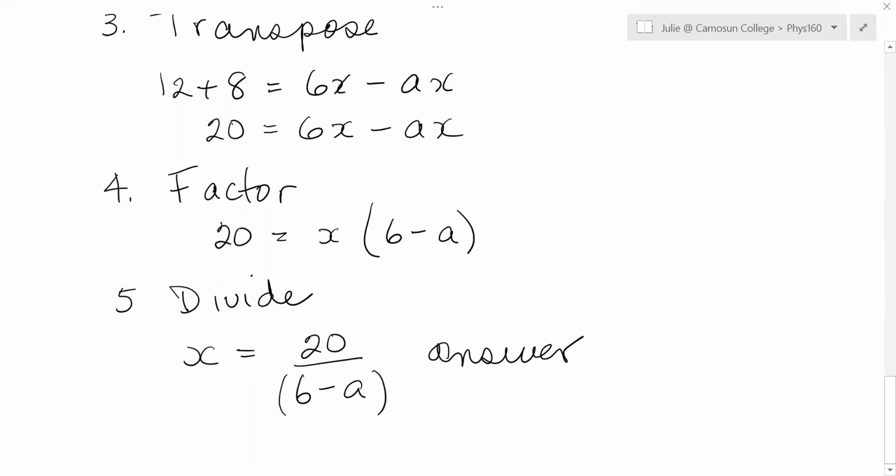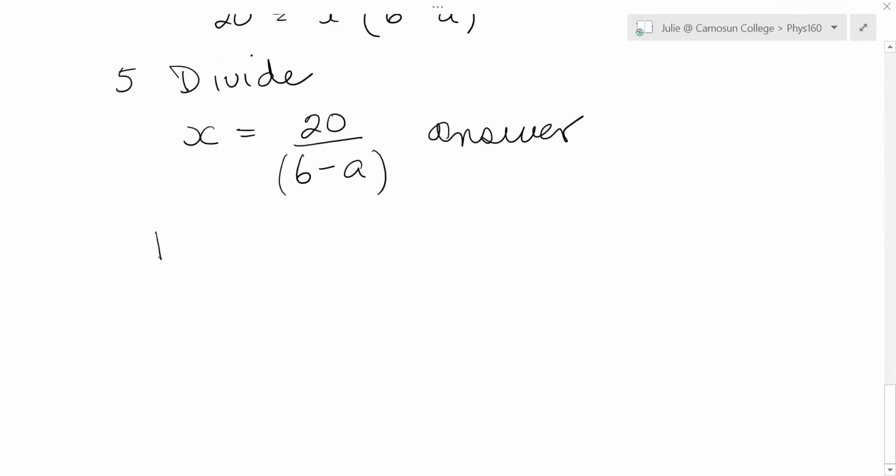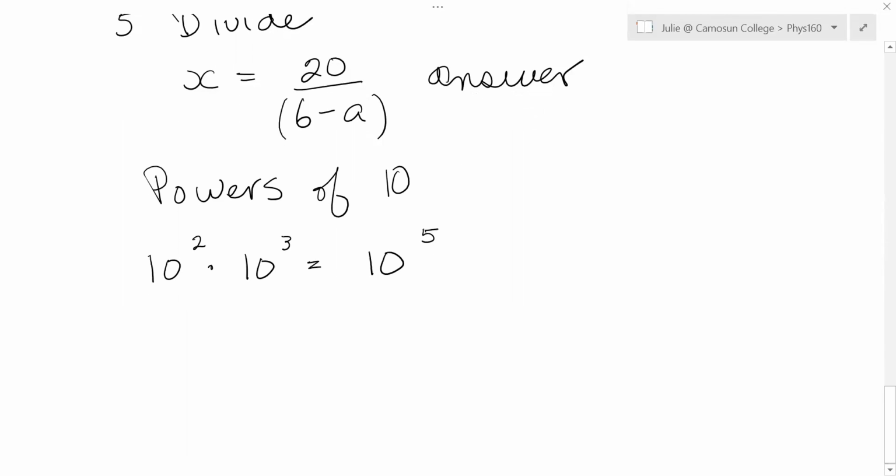But there's a couple of other things that you need to know that we're going to need for the course. Powers of 10. We're going to be working in scientific notation. That's another video. But powers of 10, the rules for multiplying 10 squared times 10 cubed, you add the exponents. 2 plus 3 is 5, because you count 1, 2, 3, 4, 5 powers of 10 there.